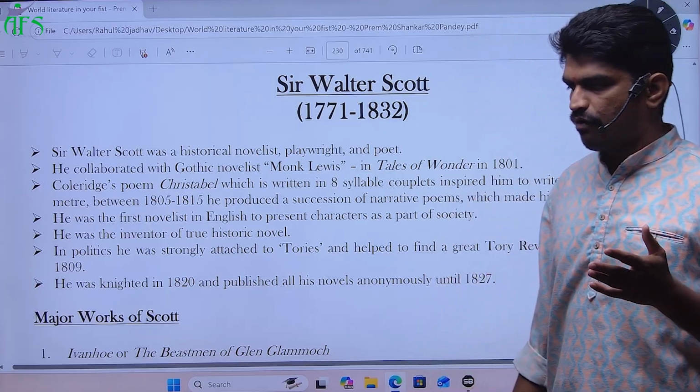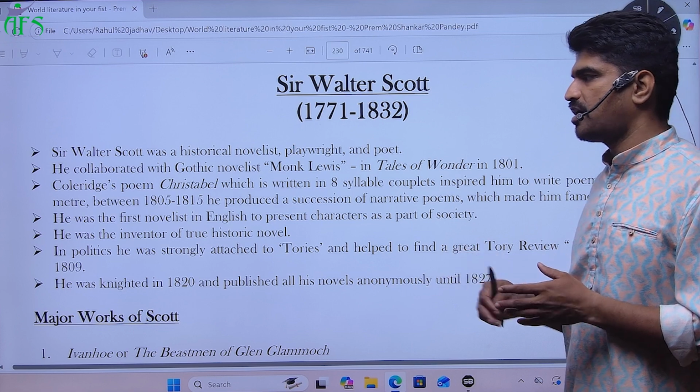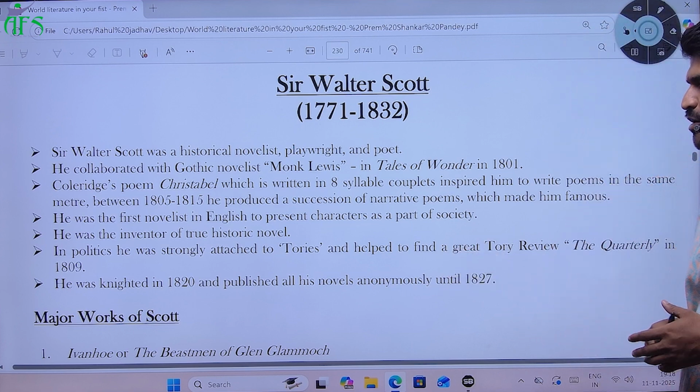So we have to focus on him also. Let us try to understand what he has done so far and his major works particularly. He collaborated with Gothic novelist Monk Lewis in Tales of Wonder in 1801. Coleridge's poem Christabel, which is written in eight-syllable couplets, inspired him to write poems in the same meter between 1805 and 1815, and he produced a succession of narrative poems which made him famous.